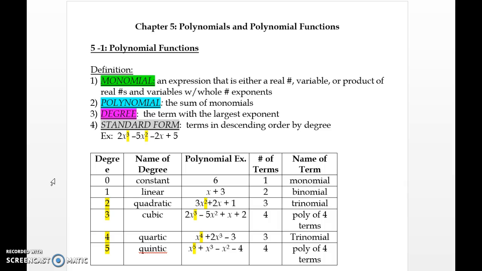So our name is two parts, first part degree, second part term. As you can see here, 3x squared plus 2x plus 1, our highest degree is 2, and we have 3 terms, so we would call this quadratic trinomial. So now that you know the names of the degrees and the terms, let's start naming some.